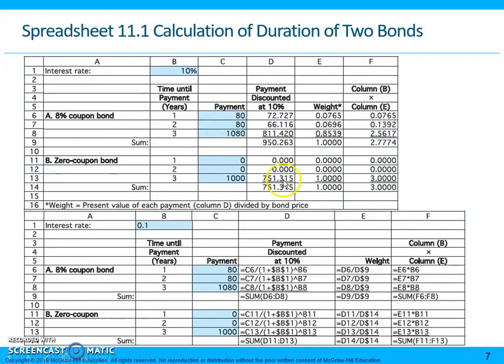Down here below, we see that the duration of a 3-year zero coupon bond is 3 years. It doesn't matter what the yield is, because the only cash flow that occurs is exactly 3 years from now. Down below we have the formulas that you would use if you were creating a spreadsheet in Excel to calculate duration. There is also a function in Excel that will calculate both Macaulay's duration and modified duration.